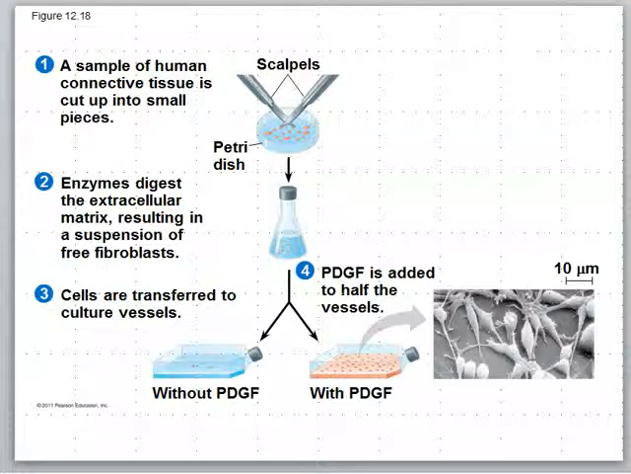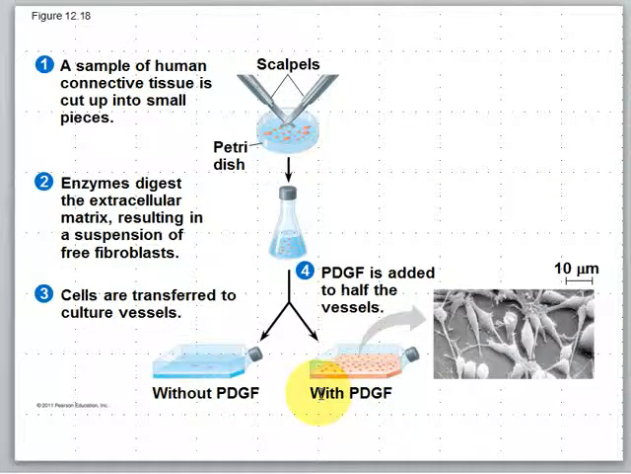Here's a good example of an experiment to show that, where they take human connective tissue and cut it up into tiny little pieces. They use an enzyme to digest all of the extracellular matrix, and so what you're left with is just those fibroblast cells floating in suspension. They put those fibroblast cells into two petri dishes with media down at the bottom. If you don't add the particular growth factor, the platelet-derived growth factor, you won't see those cells begin to divide, or you certainly won't see them divide at a very fast rate.